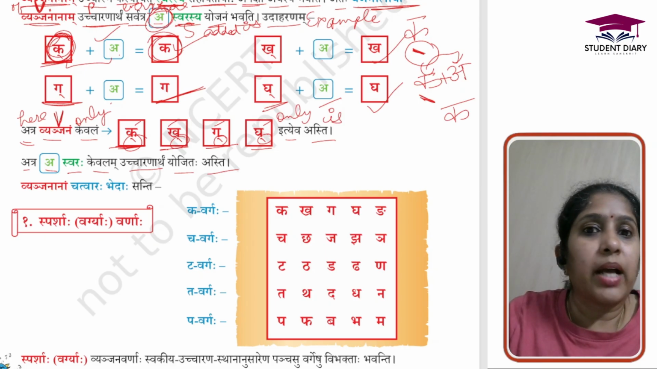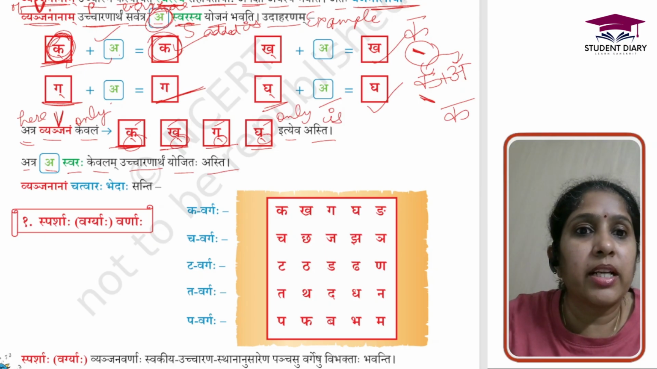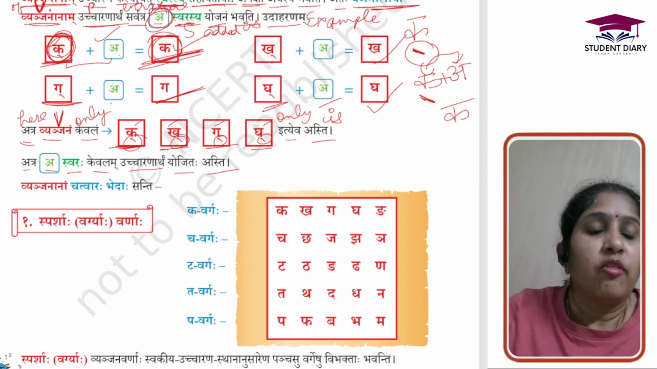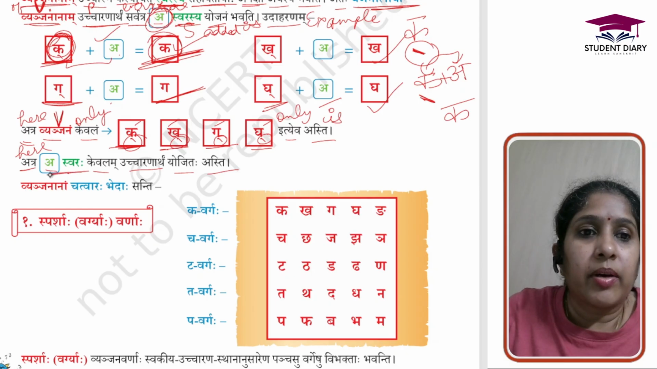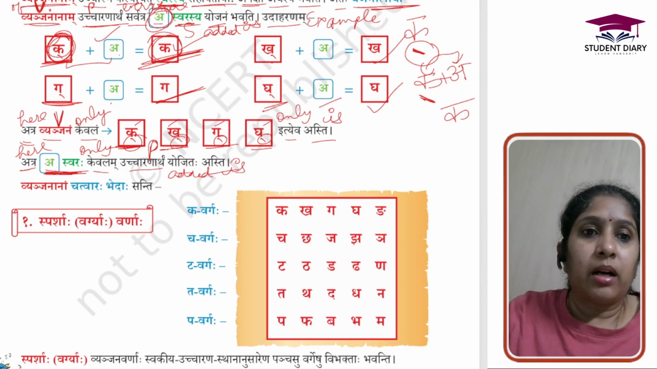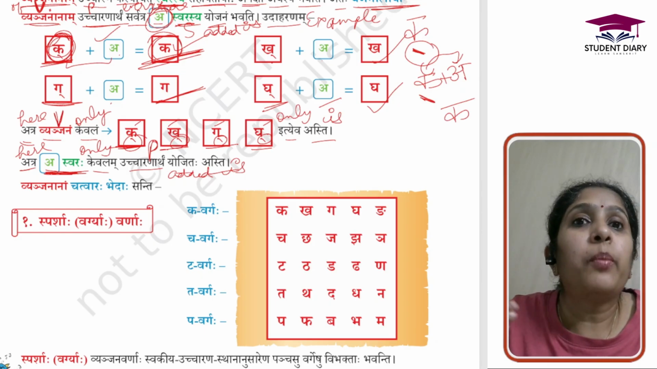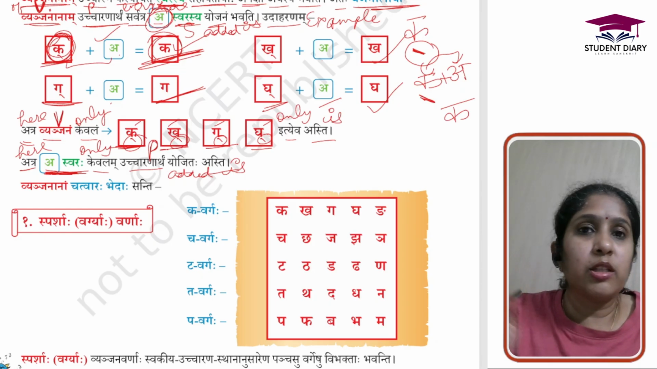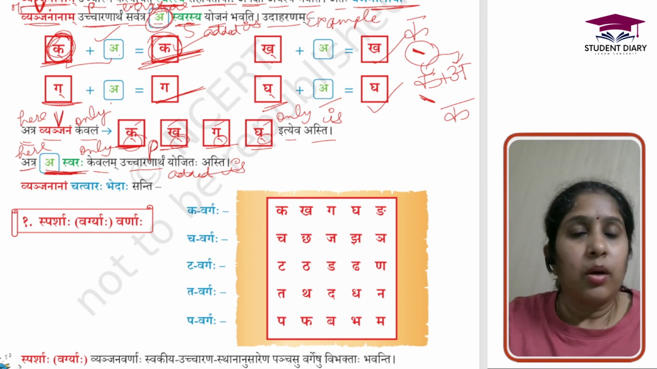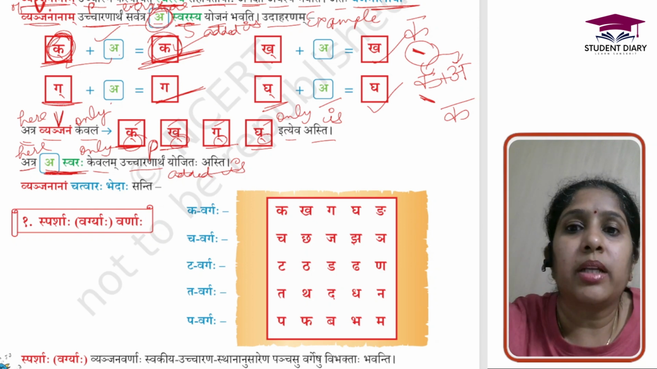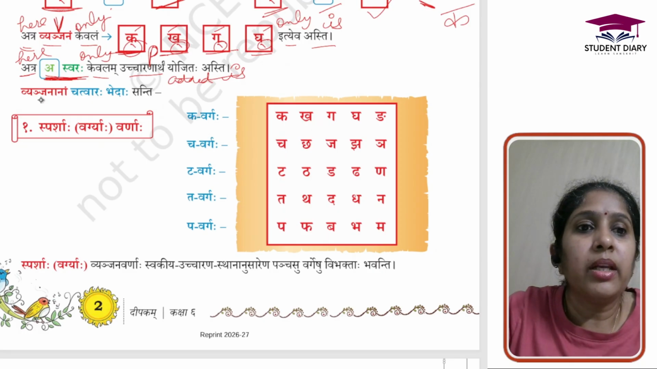When you are adding a to that, that is not considered a vyanjan. That's why they are saying atra means here. Aswar, the a vowel, kevalam means only, ucharnartham means for pronunciation, yojitaha means added, and asti means is. So the a is added only for pronunciation, but it is not part of the vyanjan. Okay, I hope everyone has understood till here. Let's go for the next one.